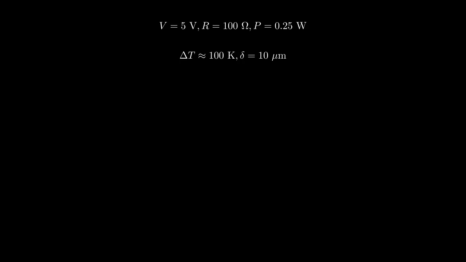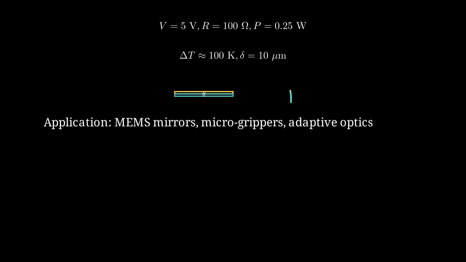This produces roughly 100 Kelvin temperature rise and 10 micrometer deflection in a 1 millimeter cantilever. The bimorph bends due to differential thermal expansion, creating mechanical motion from electrical input. Thermal actuators power MEMS mirrors for optical switching, microgrippers, and adaptive optic systems.